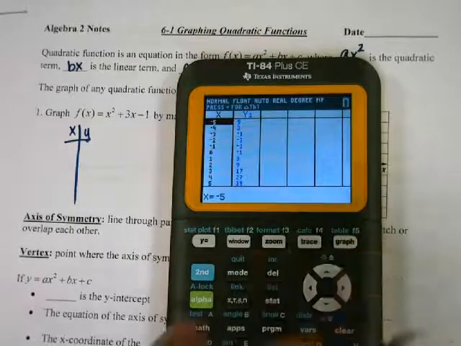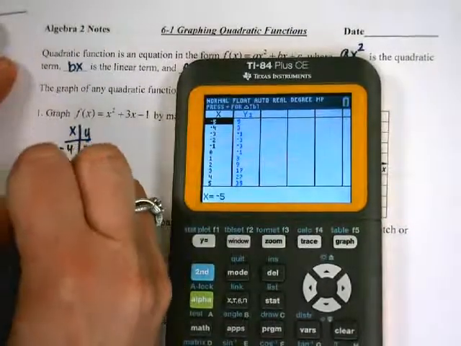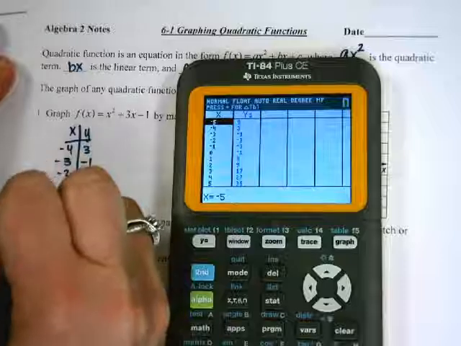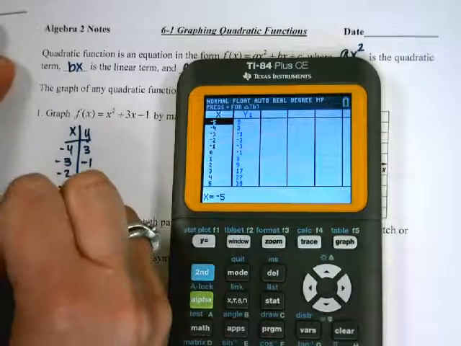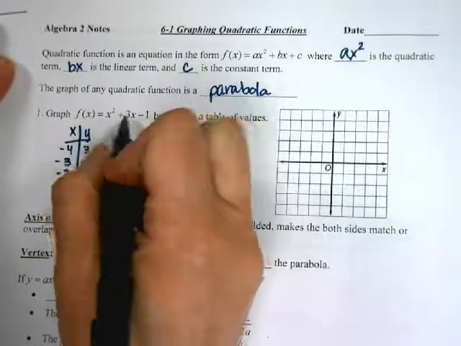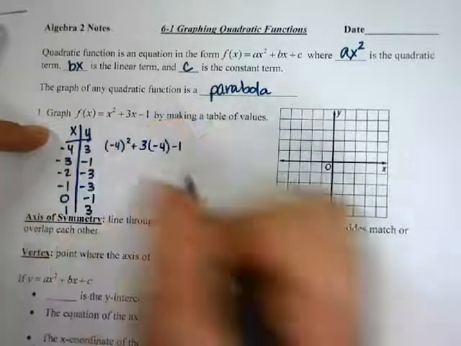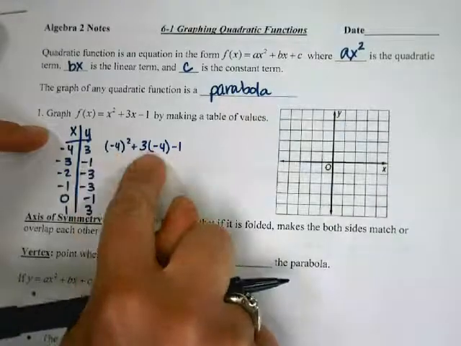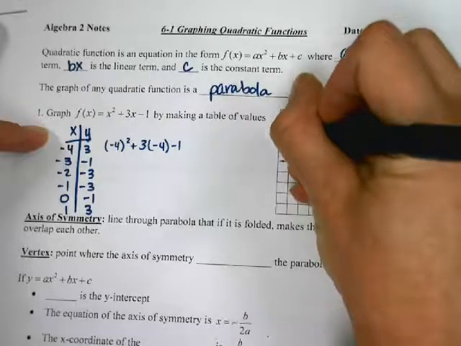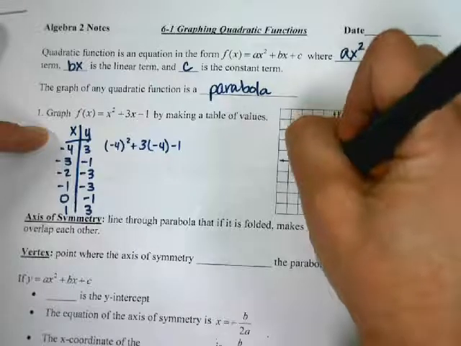I'm going to use my table of values, and I'm going to grab the nice, pretty ones that are easy to see. So maybe (−4, 3), (−3, −1), (−2, −3), (−1, −3), (0, −1), and (1, 3). Like I said, if you don't know, you're plugging them in. That would be (−4)² + 3(−4) − 1: 16 minus 12 would be 4, minus 1 more would be 3. So here we go, plotting the points.